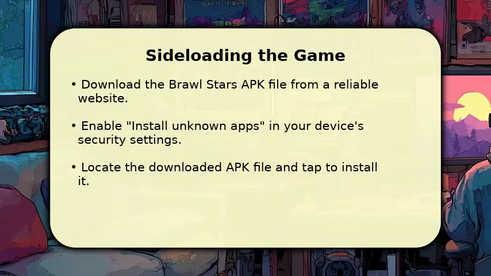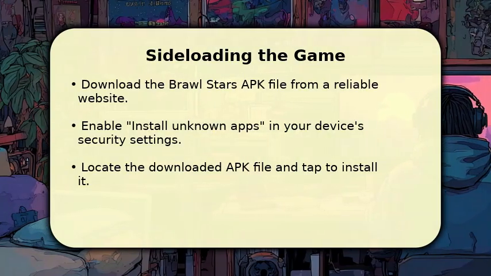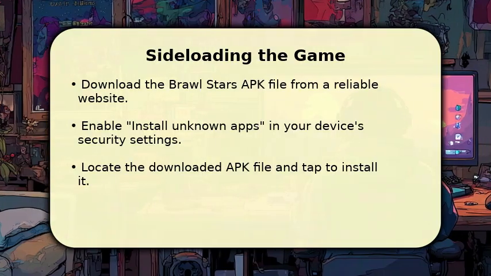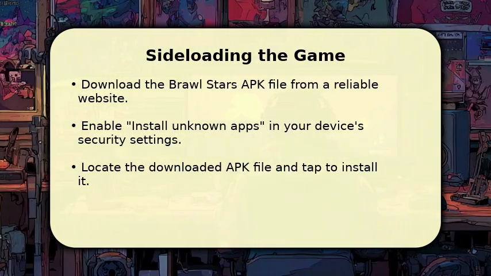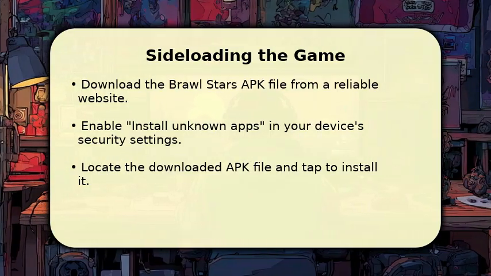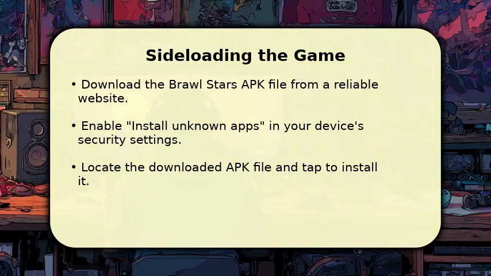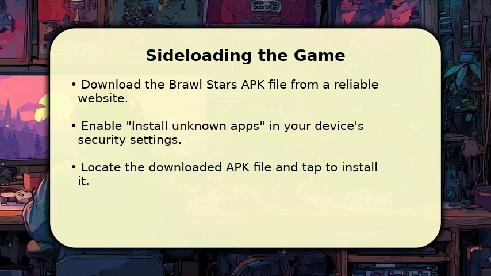Another effective method is sideloading the game. Begin by downloading the Brawl Stars APK file from a highly reliable website. Before installation, navigate to your device's security settings and enable the option to install unknown apps. Once enabled, locate the downloaded APK file in your file manager and tap it to initiate the installation.